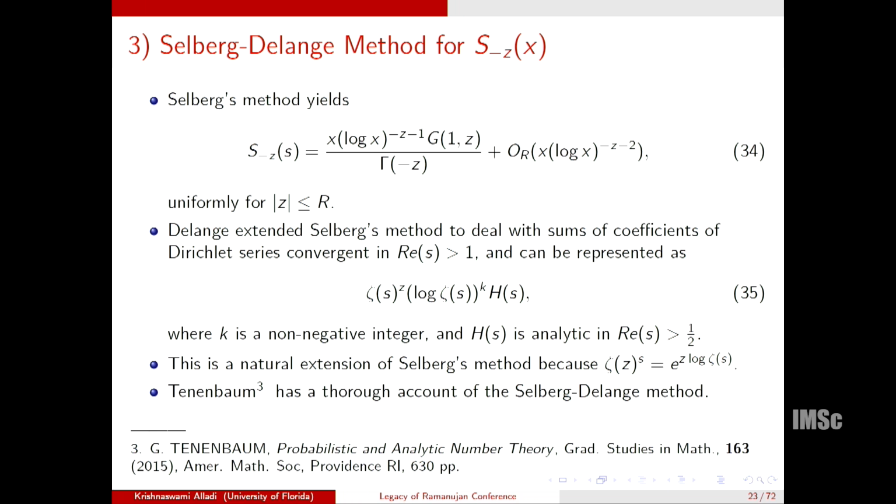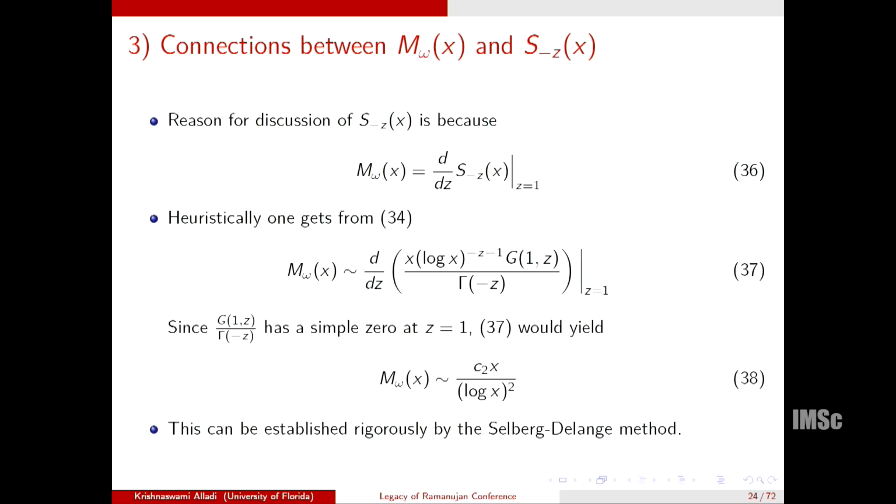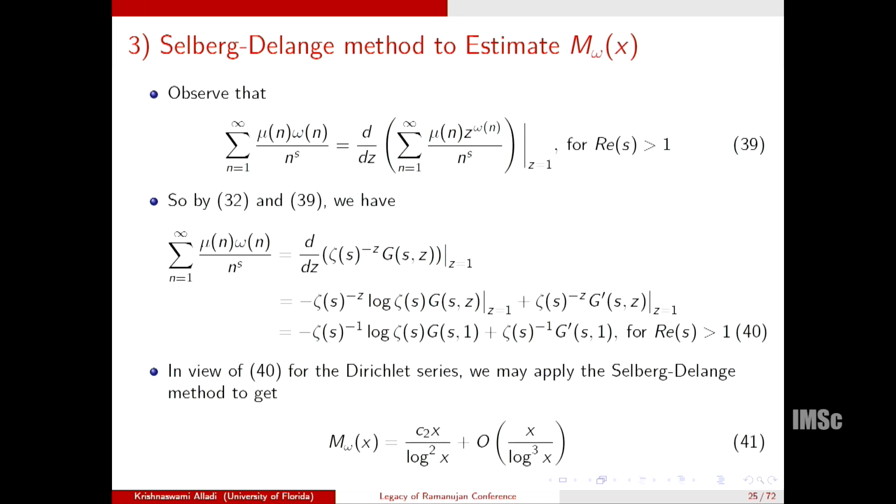So Delange extended Selberg's method by saying, instead of just having zeta(s) to the power z, you can multiply it with log zeta(s) to a positive integral power, or a negative integral power. The branch point thing is still the same, so the Selberg method will go through. So now this is called the Selberg-Delange method, and this is a natural extension of Selberg's method, and Tenenbaum has a thorough account in his book about this. So when you do that, this is what you get heuristically, but you can establish this rigorously by the Selberg-Delange method.